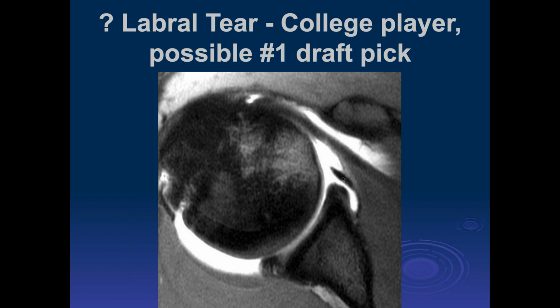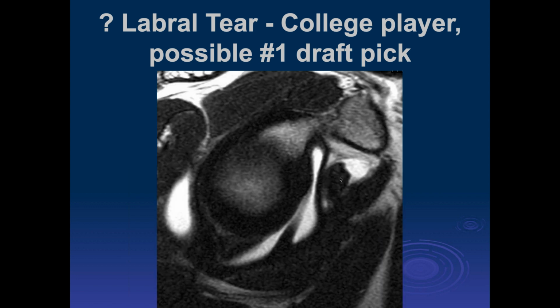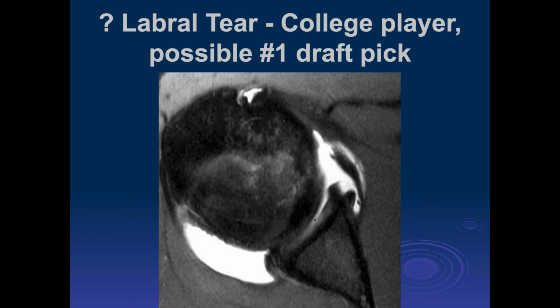Middle glenohumeral ligament there. And if we go to the sagittal images, here is the anterior band of the inferior glenohumeral ligament. There's the middle glenohumeral ligament. And you can see these structures are really all intact. So this was just a superior insertion of the inferior glenohumeral ligament, but this was called a labral tear.